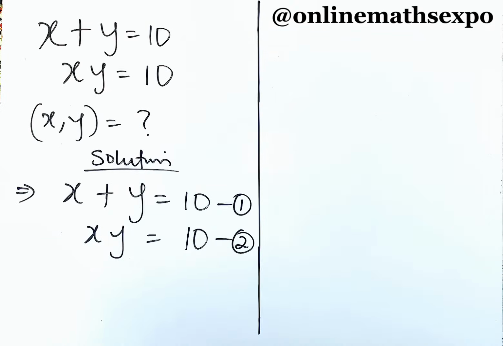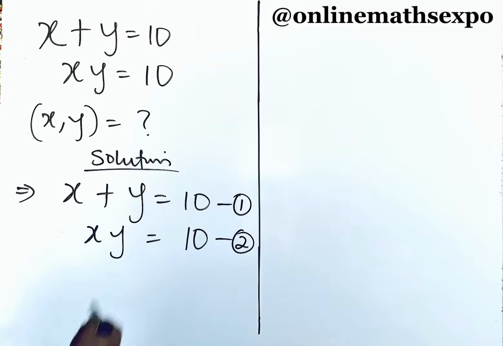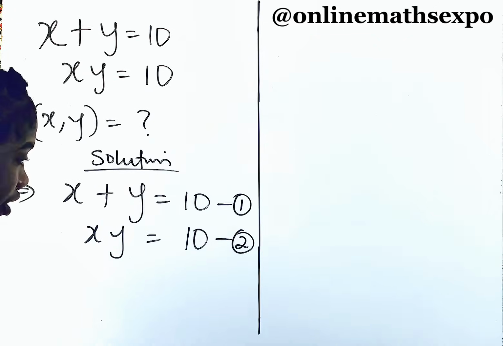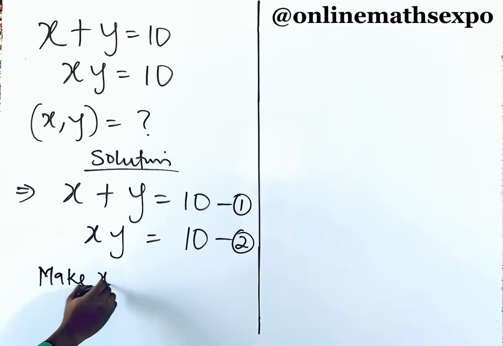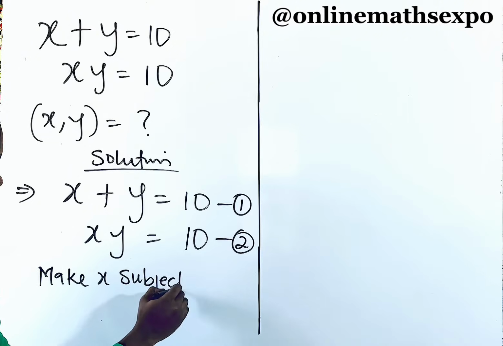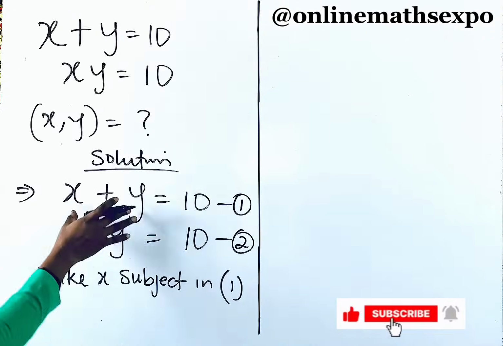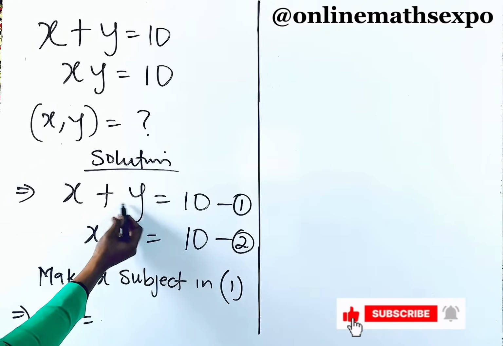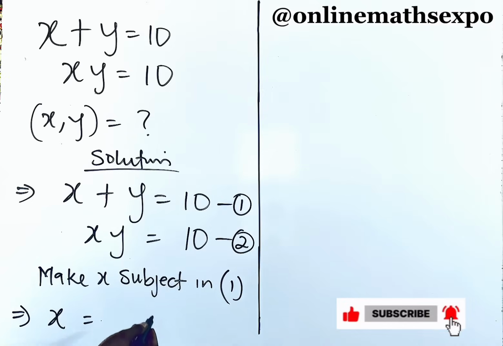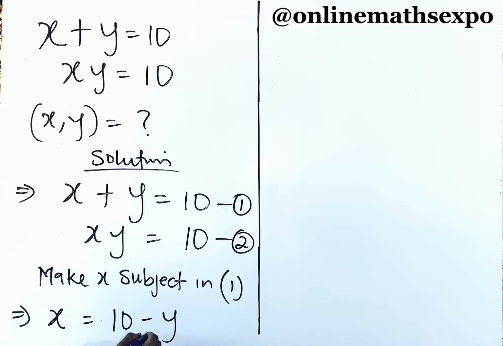So what we do here is we can make x the subject in either of the equations. So I want to make it in equation 1 and then substitute in equation 2. You can do it vice versa. Now we're going to make x the subject in equation 1. If you do that, x is going to be equal to this y. You have to remove it and it takes the right side. So it's going to be 10, and when it goes, it becomes negative y.